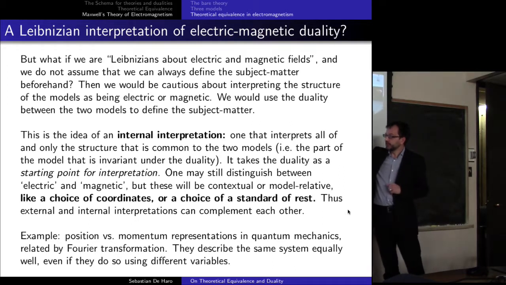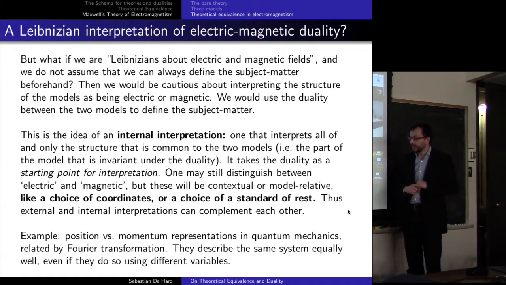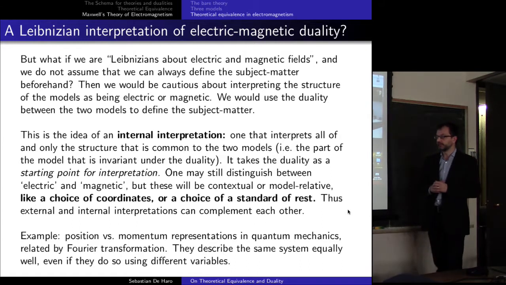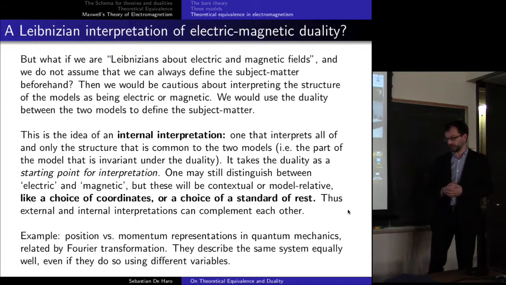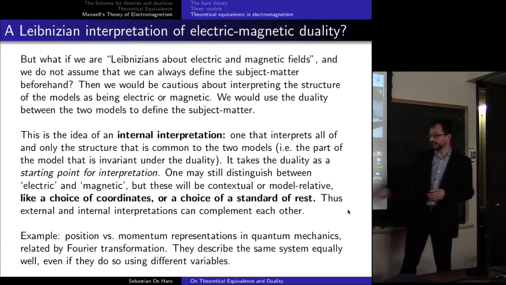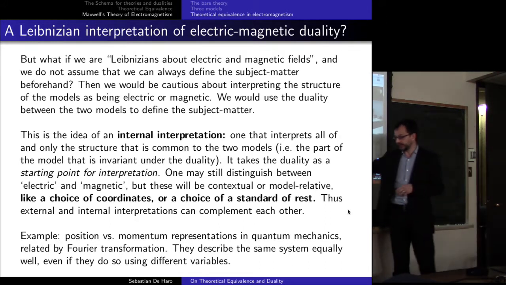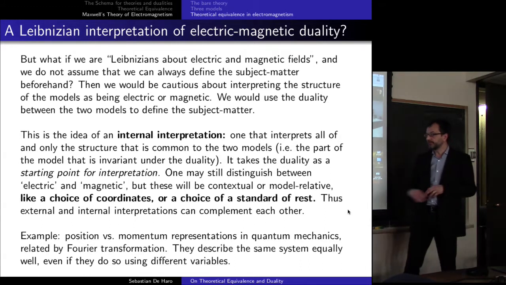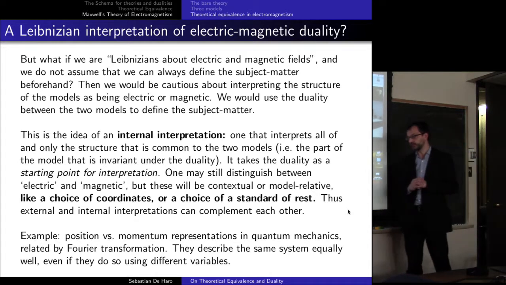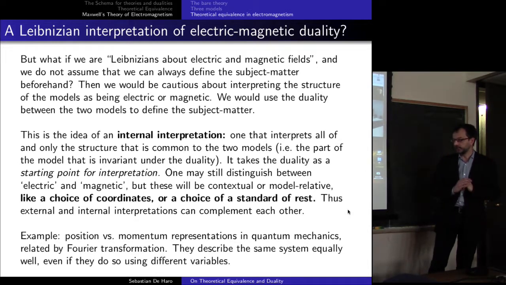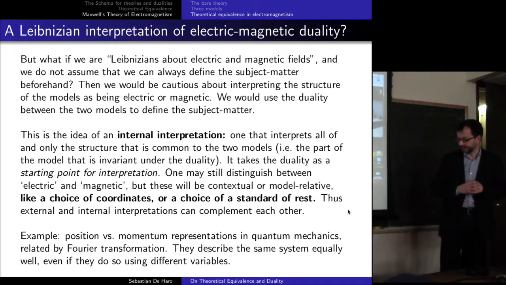Now, on an internal interpretation, one may still distinguish between electric and magnetic, but this will be contextual or model-relative choices, very much like a choice of coordinates or a choice of a standard of rest. So in that sense, the internal and external interpretations do not exclude one another, but they can also complement each other. An example of this is position versus momentum representations in quantum mechanics, related by Fourier transformation. They describe the same system equally well, the same quantum states, even if they do so using different variables.